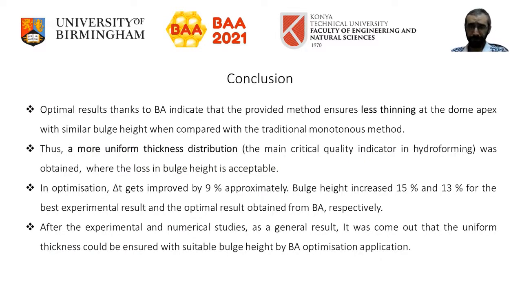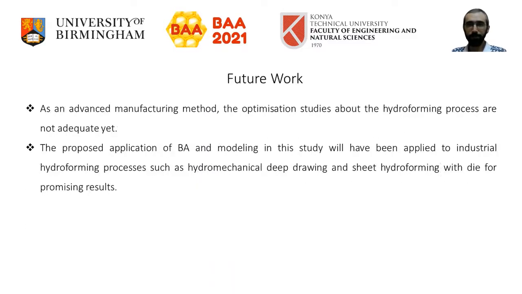Conclusion: optimal results thanks to the Bayes algorithm indicate that the provided method ensures less thinning and a more uniform thickness distribution was obtained. In optimization, the thickness difference gets improved and bulge height is also increased, which means that the formability of the titanium alloy increased. After the experimental and numerical studies, as a general result, it came out that the uniform thickness could be ensured with suitable bulge height by the Bayes algorithm.